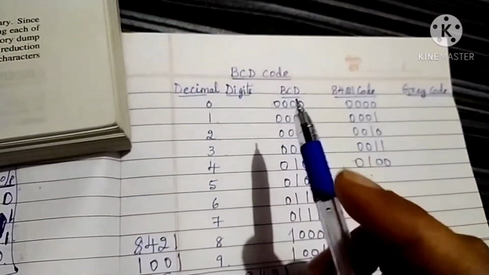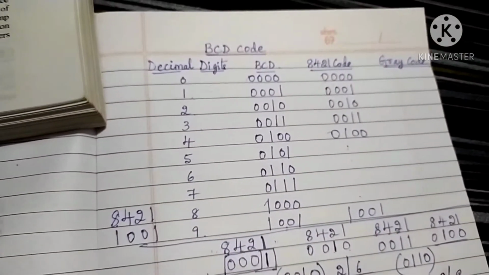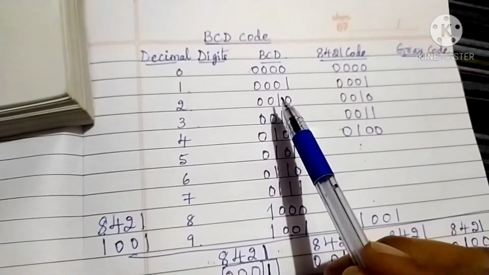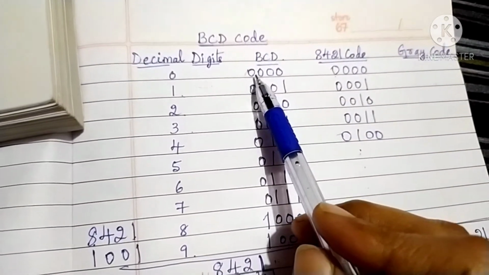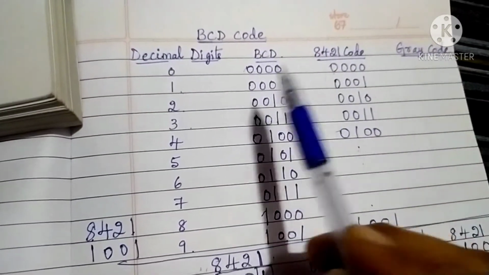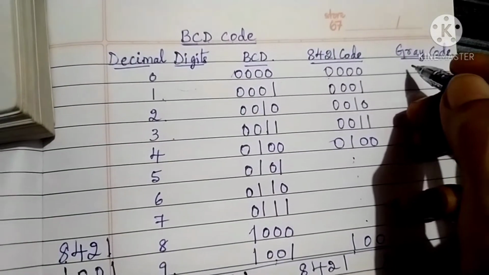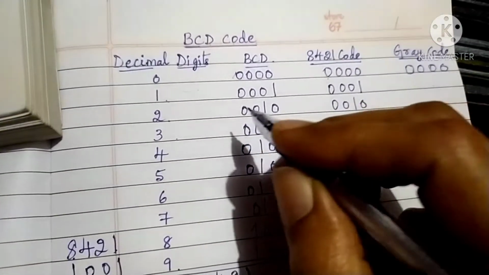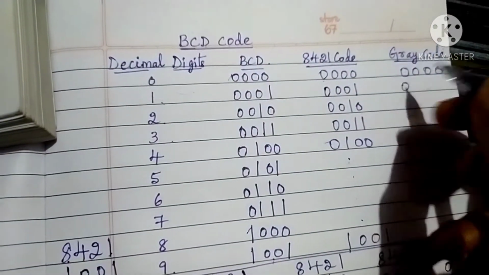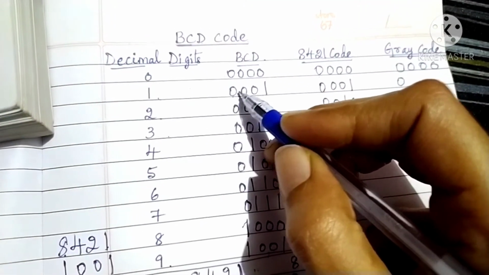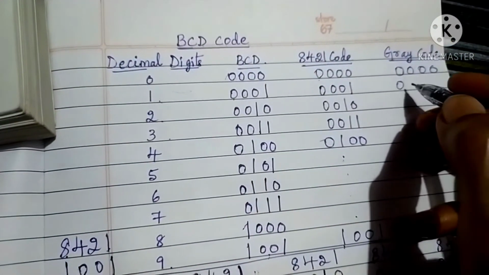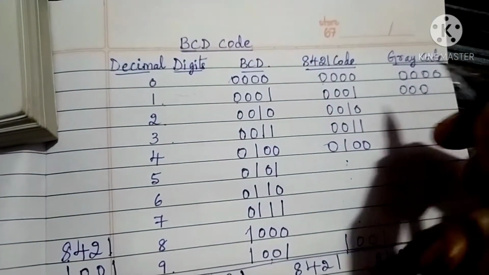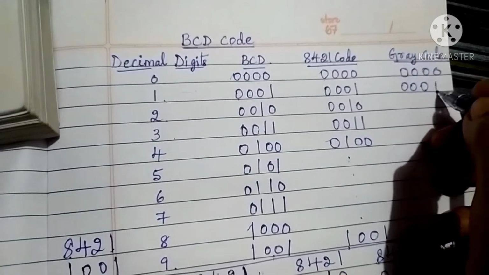Coming to gray code. Decimal to gray conversion. We have already learned binary to gray conversion. Just write the MSB bit and XOR each and every value. For this one it is 0 itself. Write the most significant bit, apply XOR. 0 XOR 0 is 0. 0 XOR 0 is 0. 0 XOR 1 is 1.